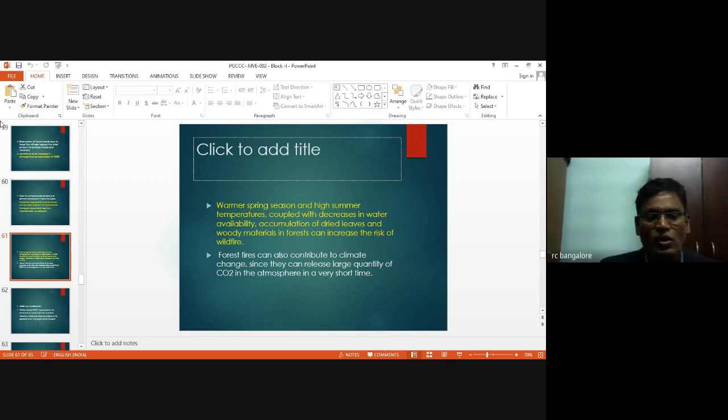Forest fires can also contribute to climate change since they can release a large quantity of carbon dioxide into the atmosphere in a very short time. So what will happen once the forest catches fire? Immediately, the end product is the release of a large quantity of carbon dioxide into the atmosphere in a very short time.